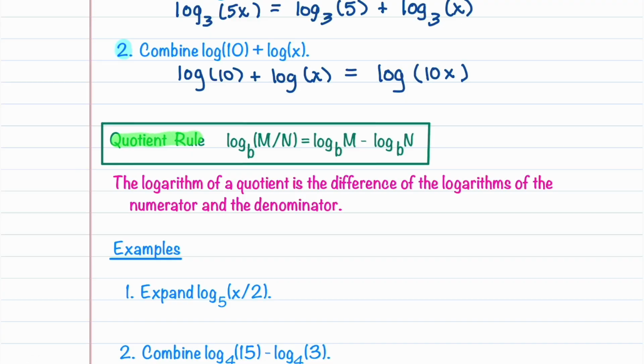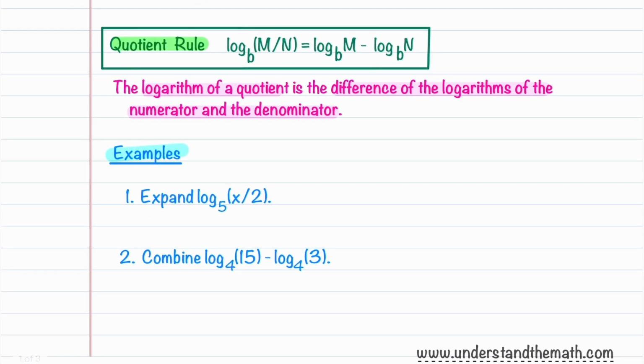Let's now look at the quotient rule. It's just like the product rule, except we're dividing m and n instead of multiplying them. The logarithm of a quotient is just the difference of the logarithms of the numerator and denominator. Instead of adding the two logs like we did with the product rule, we're now going to subtract them. Let's look at some examples.